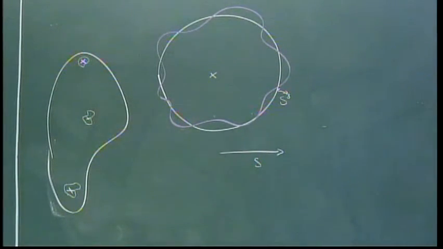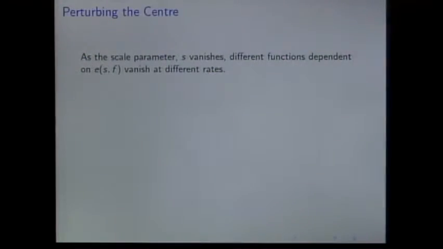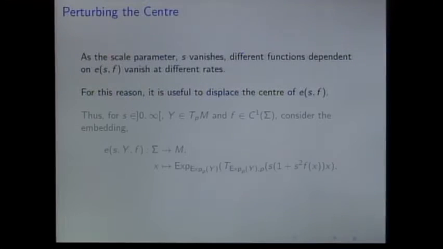In actual fact, we have to do a little bit more, because it's not quite that simple. As the scale parameter vanishes, different functions which are dependent on this embedding vanish at different rates. This was one of Yi's observations, a technical problem. So for this reason, it's actually convenient to displace the center of our embeddings. So what we do is we introduce a vector y, and we now look at this thing here. So what is that?